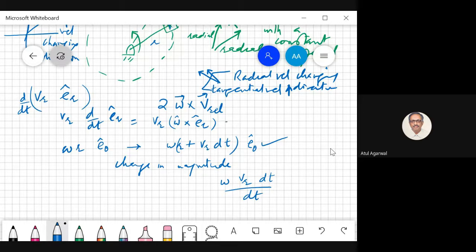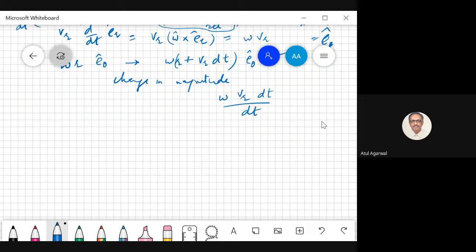Similarly, if you calculate it, it will be coming in e theta direction. Omega k, this is k cross e_r. k cross e_r is e theta. So you have to use those cross product rules for cylindrical coordinates. All right. So I'm just explaining how you are getting this term in a more physical way.